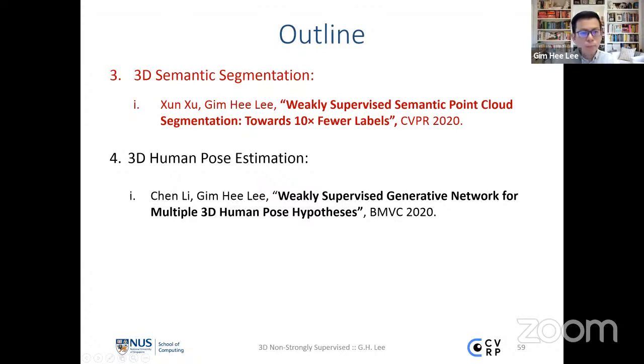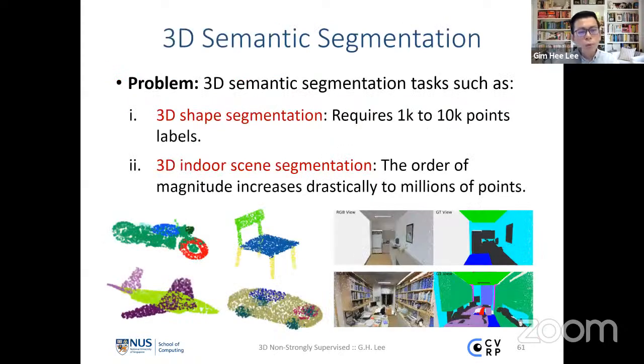Now, the next task that I'm going to talk about is the 3D semantic segmentation task, where we actually published this work in CVPR this year. The 3D semantic segmentation task widely encompasses 2 different subtasks, where the first one is what we call the 3D shape segmentation.